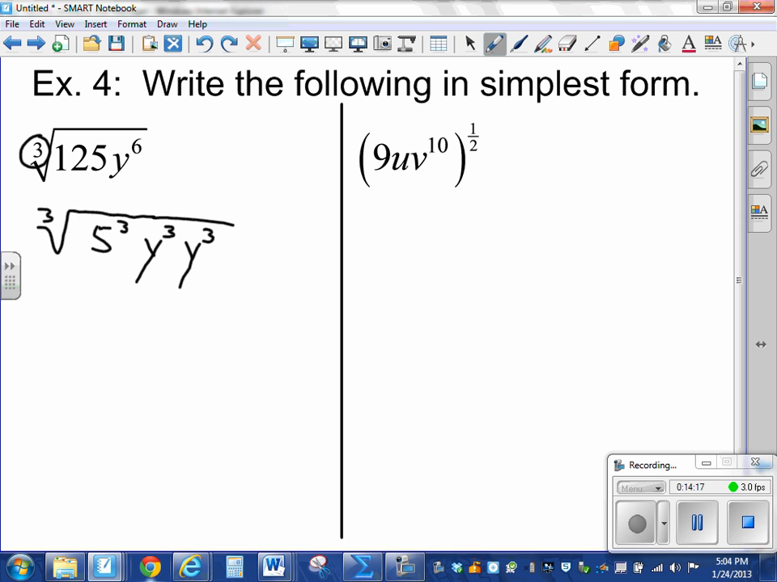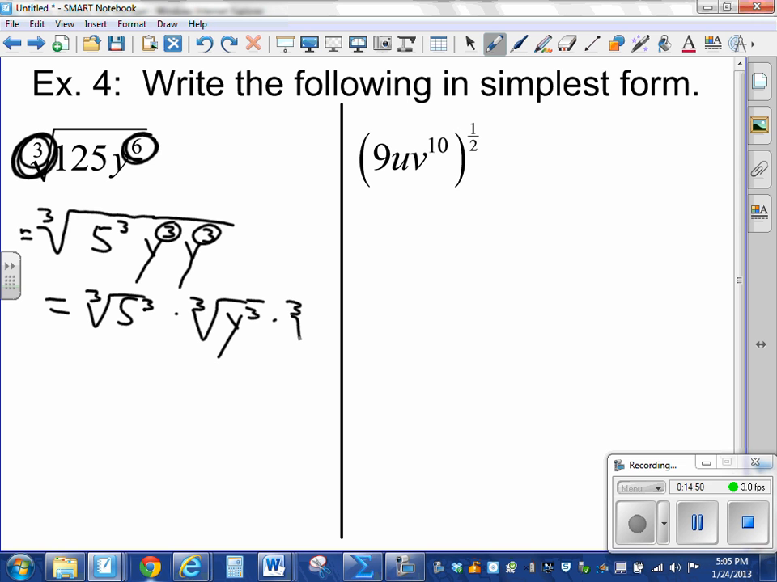Now, if you're pretty good at looking at this though, since we're looking for triples, 6 is a multiple of 3. So 6 is actually 2 triples. So you don't necessarily have to break it into these 2 separate 3's if you can see that you can actually take out 2 y's with that. But just leaving that like that, what you can do here is you're going to do the 3rd root of 5 to the 3rd times the 3rd root of y to the 3rd times the 3rd root of y to the 3rd.